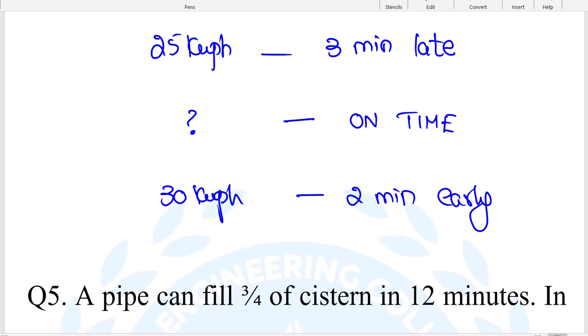The speed should be more than 25, less than 30. It's a basic thing, right? 3 minutes late is 25, on time is okay, 2 minutes early is 30. The answer is between 25 and 30. That you please understand. The answer is between 25 and 30, but I want exactly what speed. 27.77. Okay.